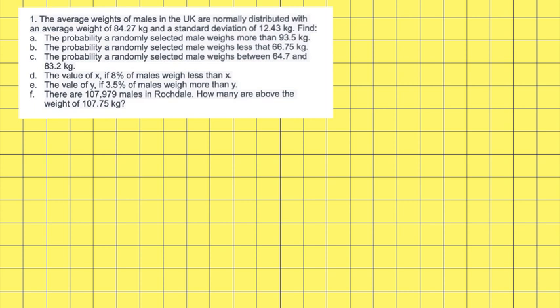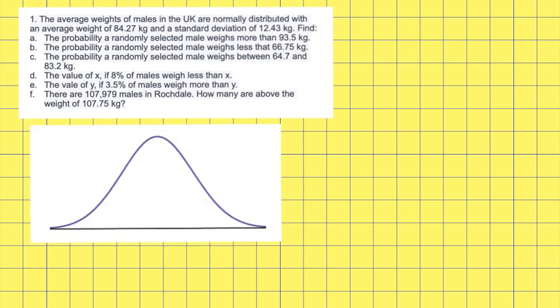So, the average weights of males in the UK are normally distributed, with an average weight of 84.27 kilograms and a standard deviation of 12.43 kilograms. Find A. The probability a randomly selected male weighs more than 93.5 kilograms. I've drawn my bell curve, and now I'll write in the relevant information.